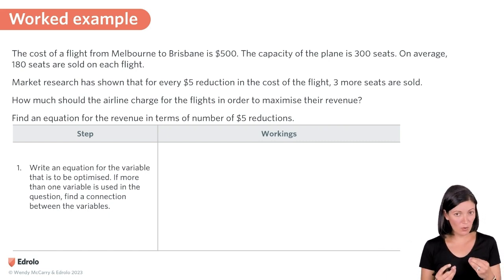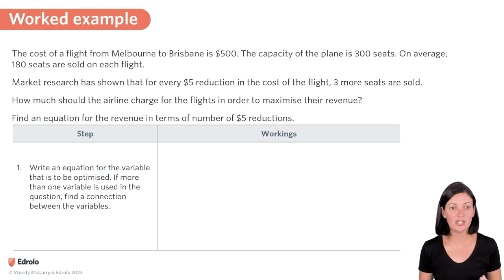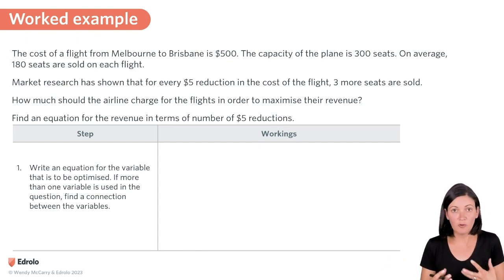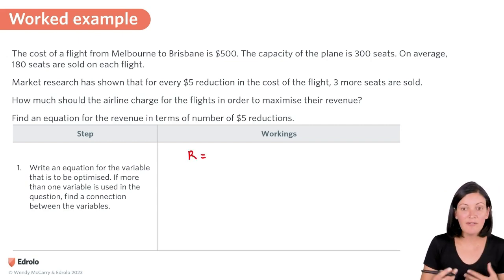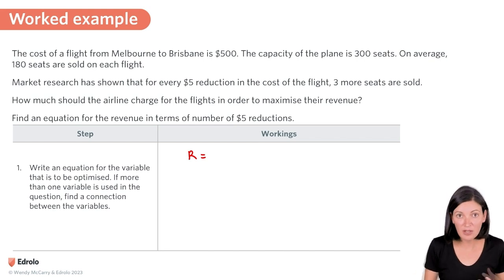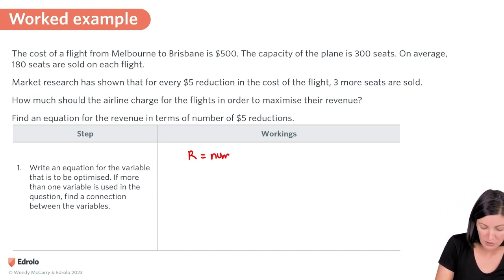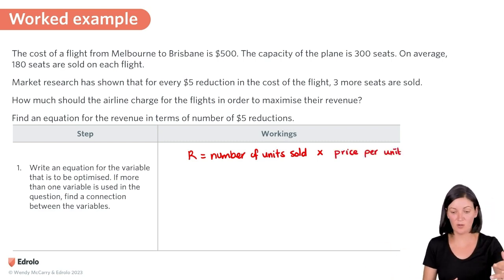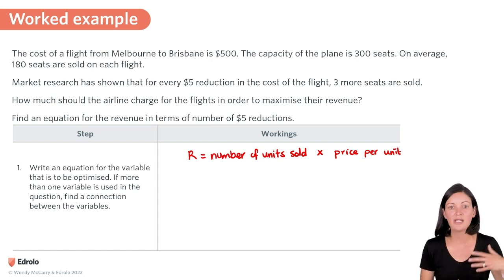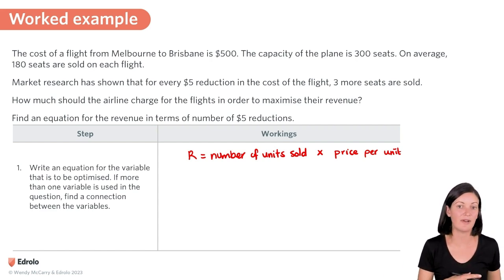Okay, so in order to work this out, we first need to find an equation for the revenue in terms of the number of $5 reductions. All right, let's take this apart a little bit here. We've got a question that is talking about maximizing revenue. So we want a formula for revenue. Very simply, the revenue of anything is going to be the number of units sold times the price per unit, right? So the airline, if they sold all 300 seats for $500, their revenue would be 300 times 500.